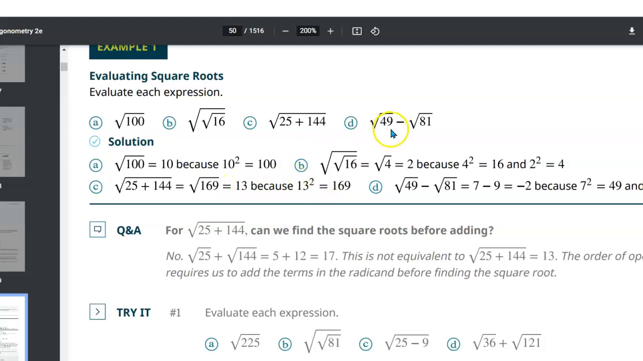Whereas in part D, the minus sign is outside. So we do the radicals first. We'd do radical 49 is 7, radical 81 is 9, 7 minus 9 is -2.